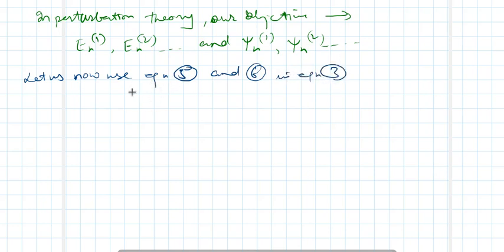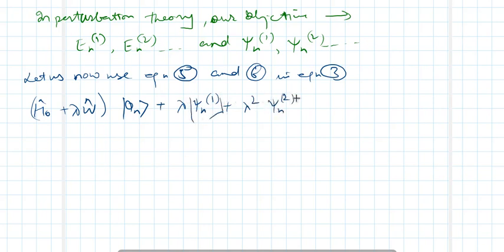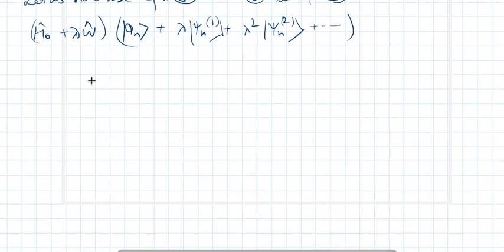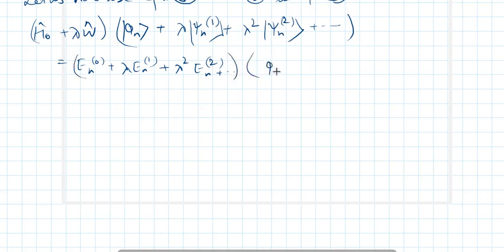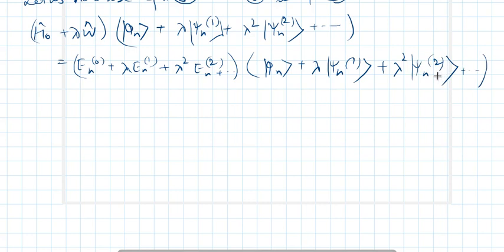If I do that, then this equation can be written as (h naught plus lambda w) times psi n, where psi n is equal to phi n plus lambda psi n1 plus lambda square psi n2 and so on, is equal to (En naught plus lambda En1 plus lambda square En2 and so on) times (phi n plus lambda psi n1 plus lambda square psi n2 and so on). Let me call this equation number 7.